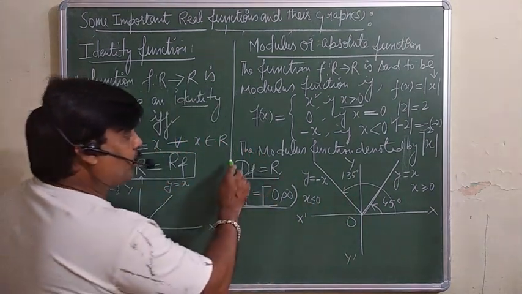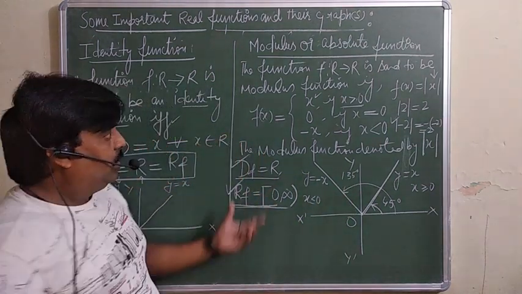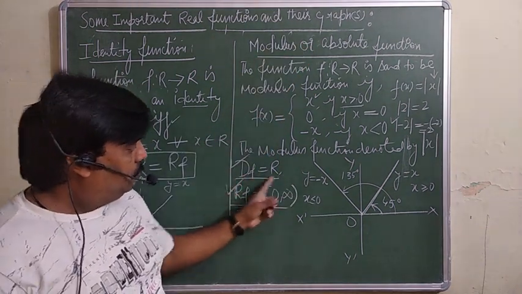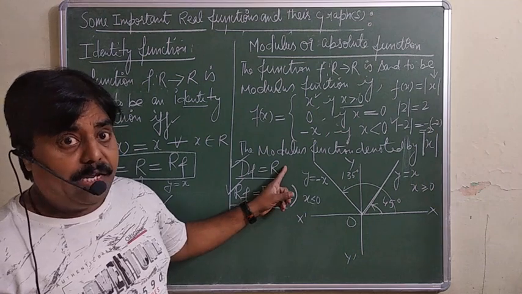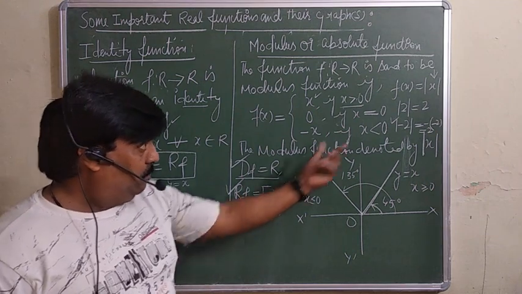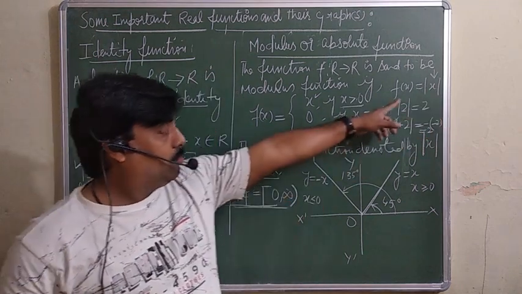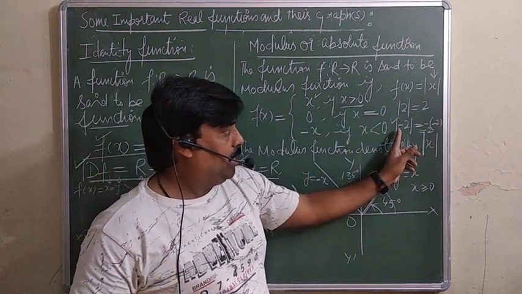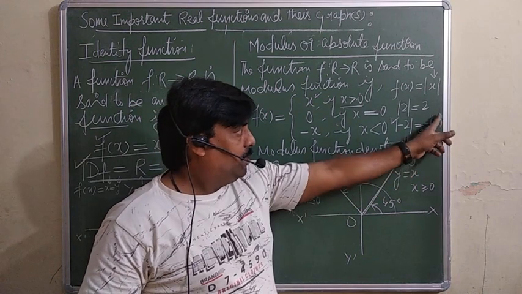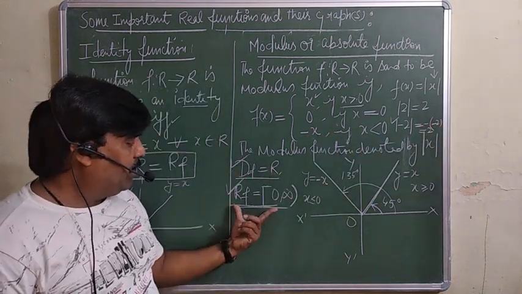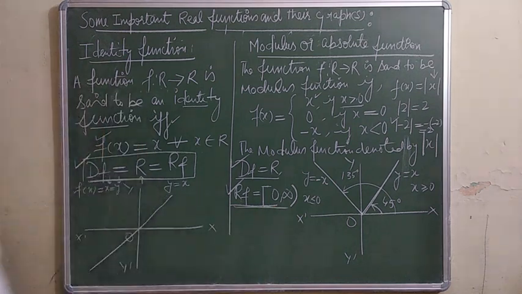The most important point is the domain and range. For any modulus function, the domain will be any real number, but the range will be 0 to infinity, all the positive values will come. It cannot be negative, because if you are taking the absolute of a negative value, you will get the positive value. So domain and range will be this. Have a look.